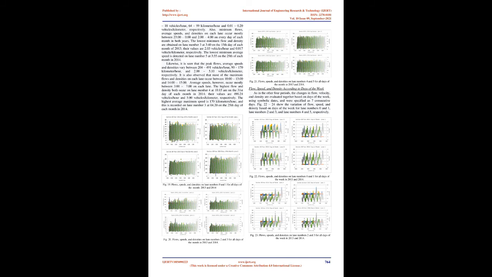on the 31st day of each month in 2014. Their values are 490.24 vehicles/hour and 5.00 vehicles/kilometer, respectively. The highest average maximum speed is 170 km/h, and this is recorded on lane number 3 at 04:20 on the 25th day of each month in 2014.